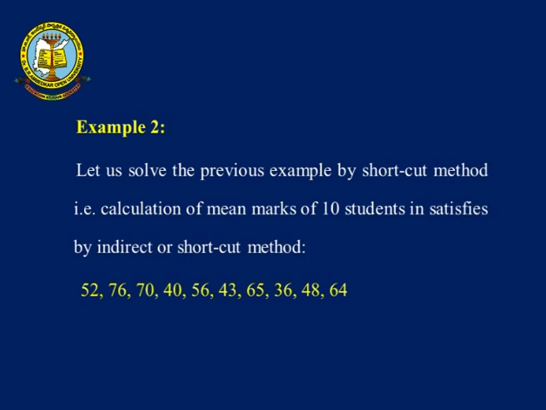Example: let us solve the previous example by the shortcut method, that is calculation of mean marks of 10 students by the indirect or shortcut method. That is 52, 76, 70, 40, 56, 43, 65, 36, 48, 64. Okay, these are the marks obtained by the 10 students. Now we can calculate the mean of these marks by making use of the shortcut method.